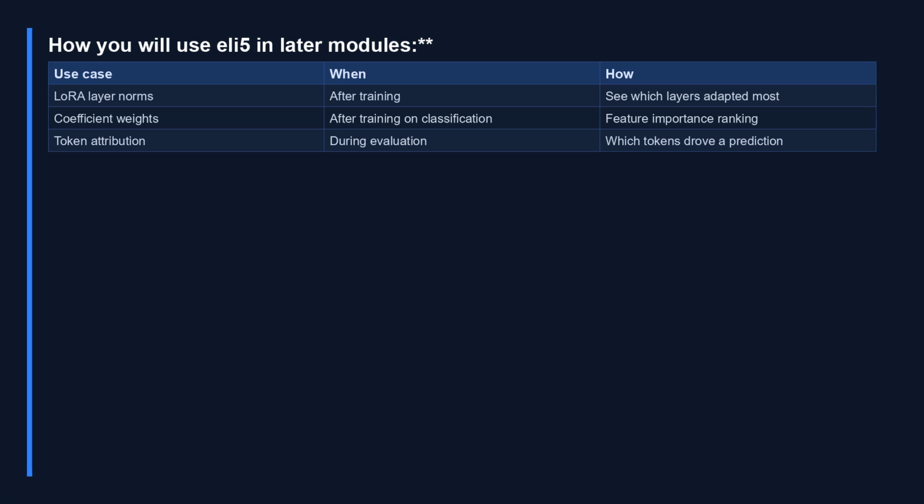How you will use ELI5 in later modules: use case, when, how. Coefficient weights after training on classification. Feature importance ranking. Token attribution during evaluation.